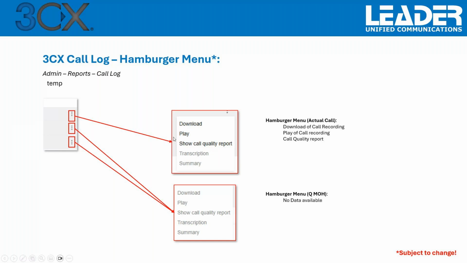We have download, play, and then we also can have the call quality report if that is enabled. So if call recording is enabled, we can download the call recording. We can also play the call recording, or we can show the call quality report. If transcription is enabled, we can have the summary and the transcription there as well.